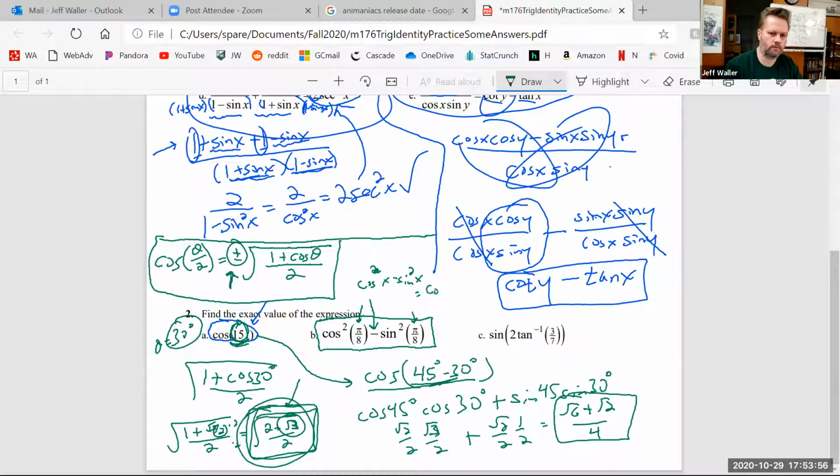Cosine 2 theta. Yeah, cosine 2 theta. It's one of the 3 options for cosine 2 theta. And why is that cool? Because what is cosine of twice pi over 4?